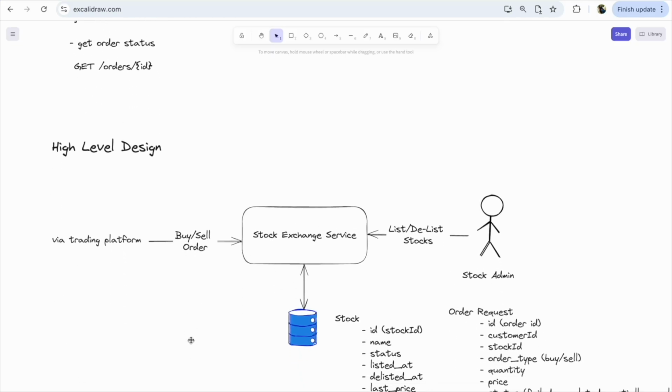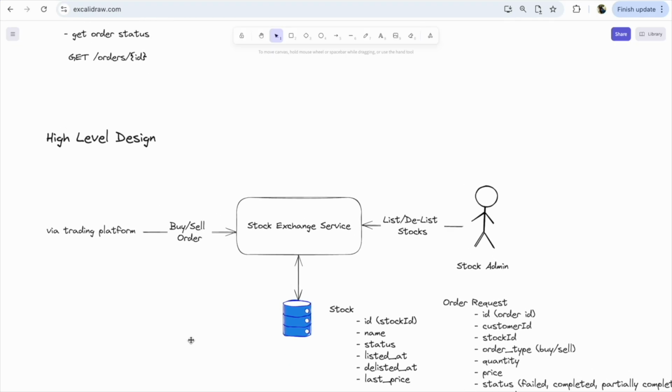Now I have a high level design here. This is the stock exchange system. We have the stock exchange service. There is a stock admin who will be able to list and delist stocks in this system, and via some trading platform, buy or sell orders will come to this service. So this is a black box.